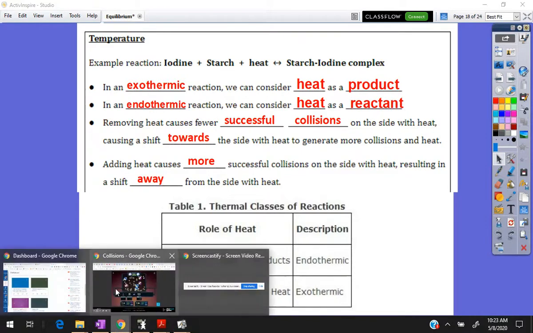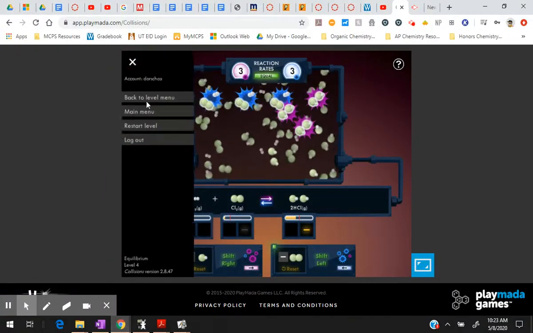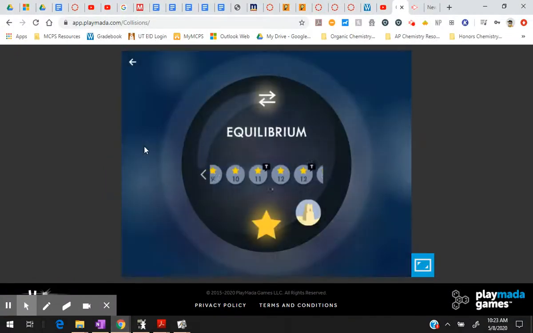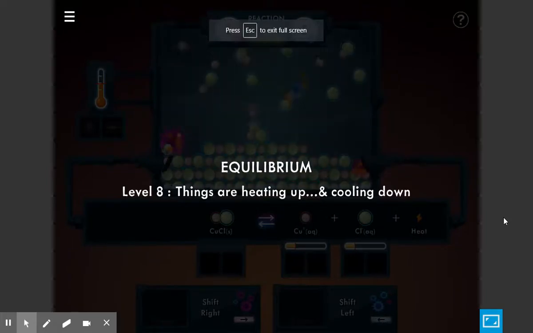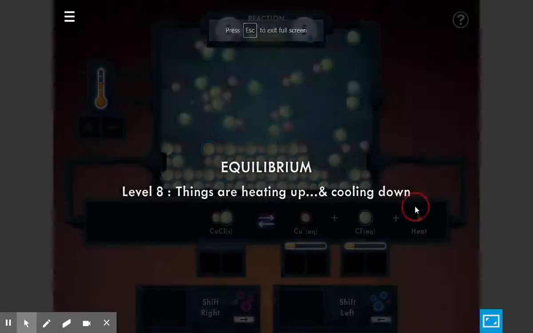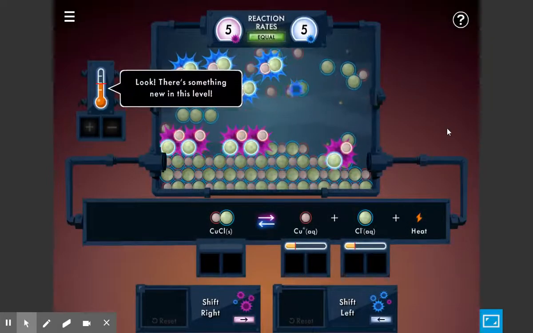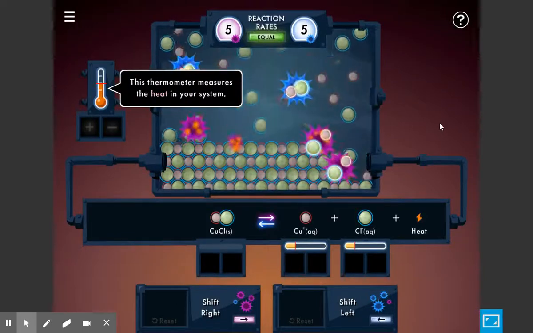I can show this on the simulation. Check it out. If you're playing this game at any point in time, level 8 can show this action of heating up and cooling down. Here, heat is going to be viewed as a product.